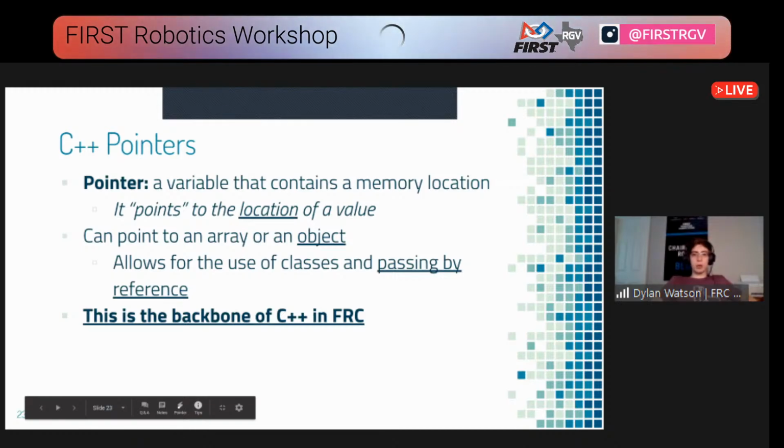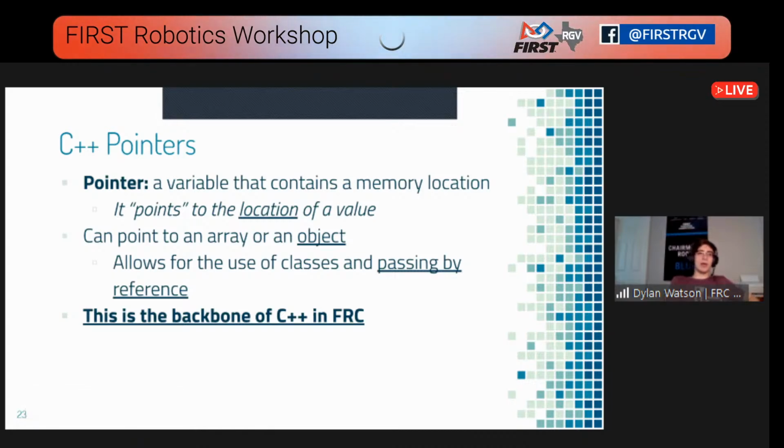So the first thing I want to go over is pointers. A pointer is a variable that contains a memory location. So instead of a variable that contains a value, it points to a location in memory that's storing a value. And we'll go over it in a little while, but it can point to an array or an object.